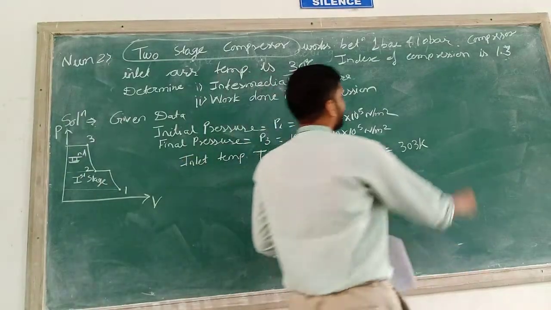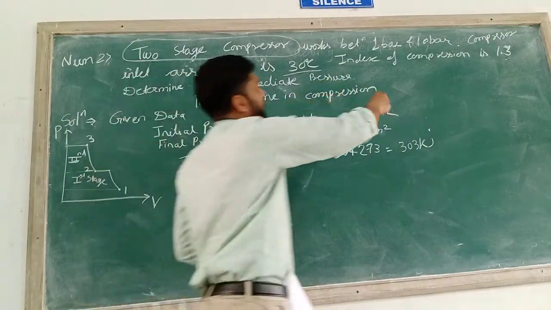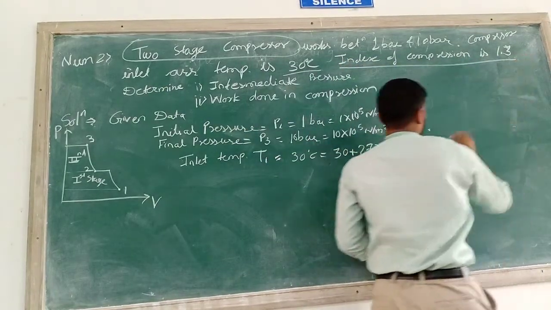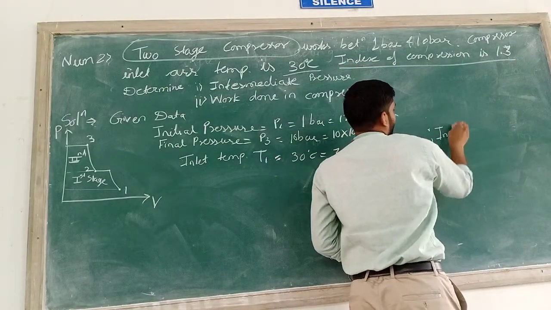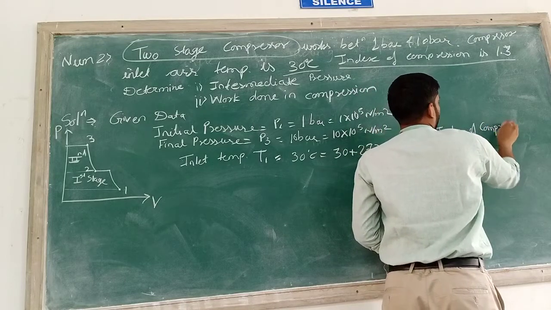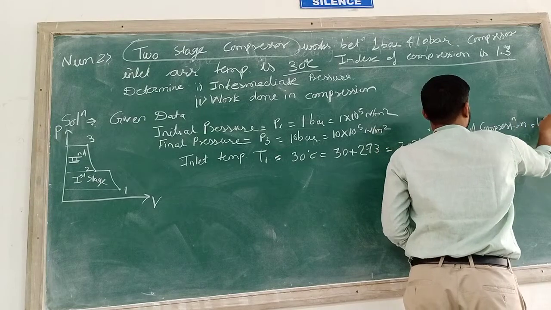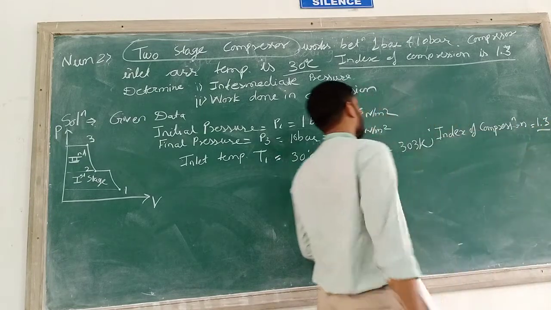Again, they provided us that the index of compression is 1.3. So here the index of compression, n, is equal to 1.3.